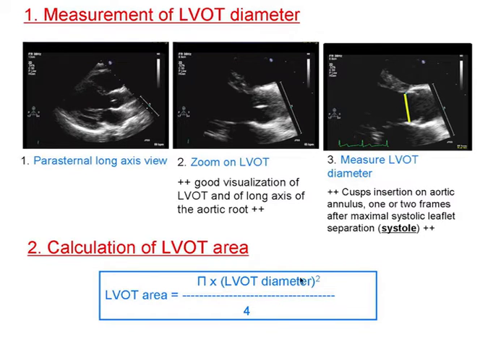And then you can write it down, square it, times it by pi, divided by 4, and that will give you the left ventricular outflow tract area. And that's going to be important here in a second. Or you just plug this value into the ultrasound machine's computer, and it saves it for you, and it does the calculation for you. But this is the exact formula that it's using.